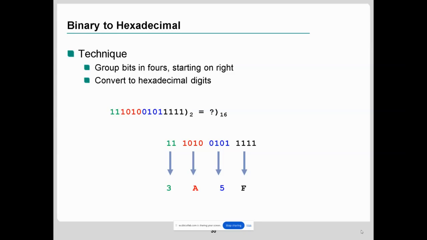And then A is 1010. But A is equivalent to what? 10. And 10 is what? 8 plus 2. The place values are 1, 2, 4, 8. Now with 1, 2, 4 and 8: 8 plus 4 is 12, plus 2 is 14, plus 1 is 15, which is equivalent to F. Got it? Any question? Should we proceed?